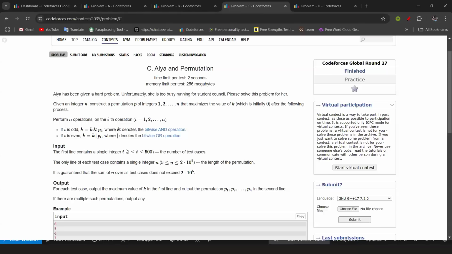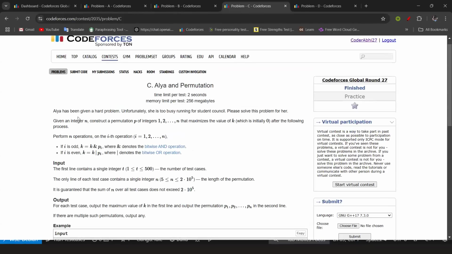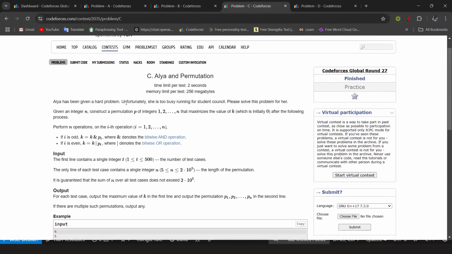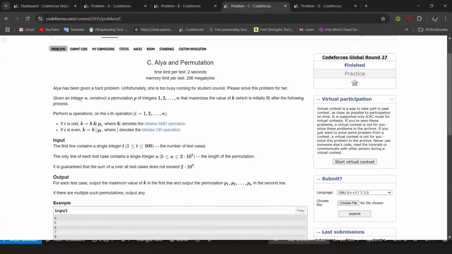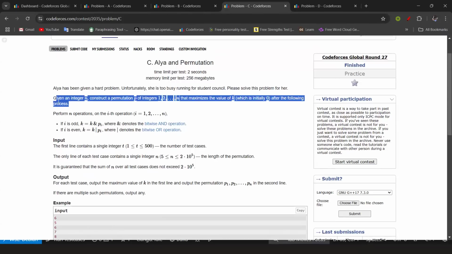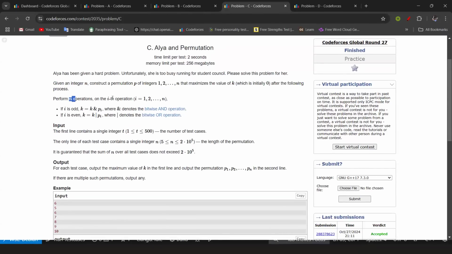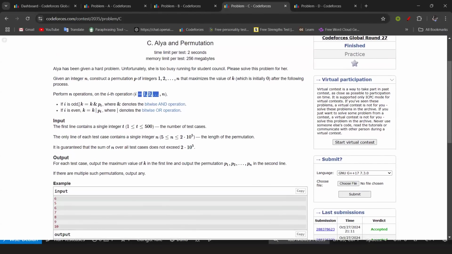Okay, I think we can move to the next problem now. So in problem C, what we are given is, Alia has been given a hard problem. Unfortunately, she is too busy. So given an integer n, construct a permutation p of integers 1 to n that maximizes the value of k, which is initially 0, after the following process. Perform n operations. On the ith operation, if i is odd, k equals k AND p_i. If i is even, k equals k OR p_i. So these are the operations you have to perform.